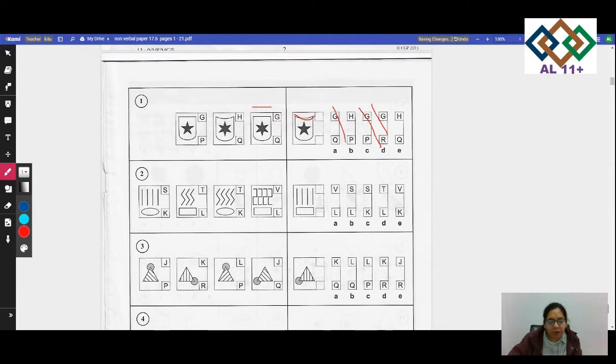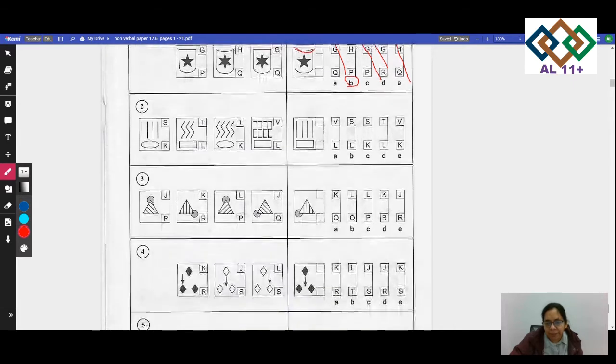So just cancel all the G's. Second thing, we have to look at the stars. How many points does the star have? If you look at Q, Q basically has 6 points. So we don't need 6 points. You need to count how many points are here. There are five here. So again, Q is gone. So the only option which is left is P. So your answer for number one is P.